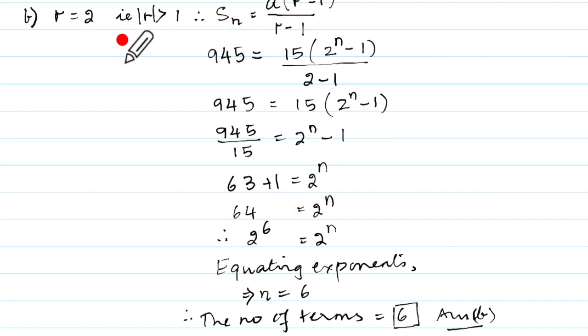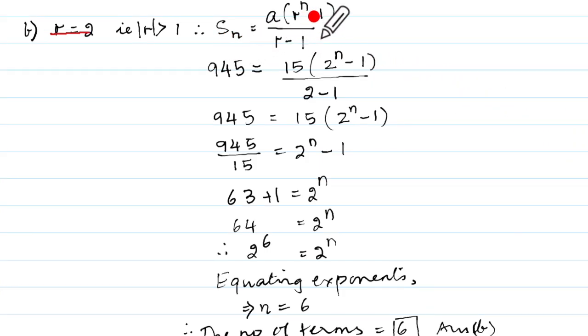For the summation formula, whether R is greater than 1 or less than 1, that is important. So R is equal to 2, which means it's greater than 1. So Sn becomes A into bracket R to the power n minus 1 upon R minus 1. If your R was less than 1, then we would have had A into bracket 1 minus R to the power n upon 1 minus R.